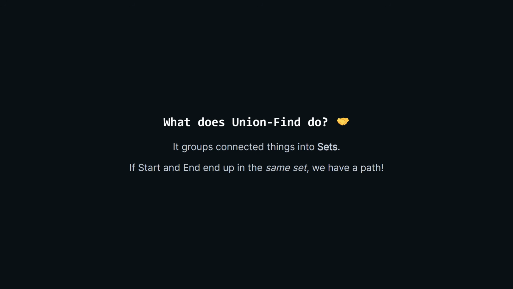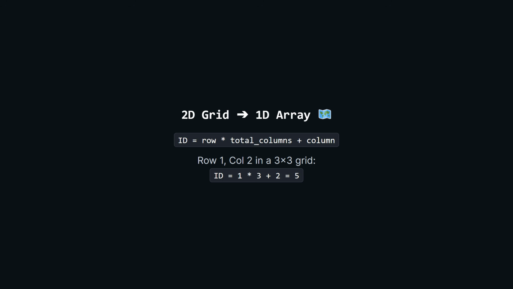If you haven't used union find before, it basically just groups items together. If we go through our grid and group all connected streets together, by the end, we just check if our starting cell and our ending cell are in the exact same group. Union find usually works with a simple flat list of numbers, not a two-dimensional grid, so we need to convert every grid coordinate into a unique single number ID. We do this by multiplying the row by the total number of columns, and then adding the current column.